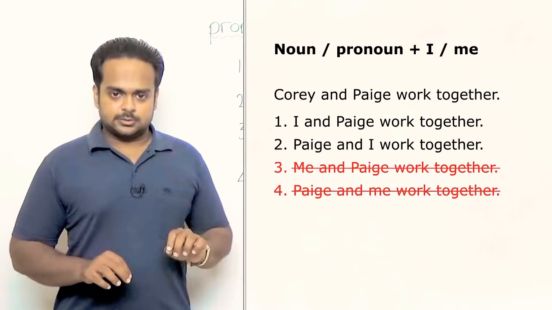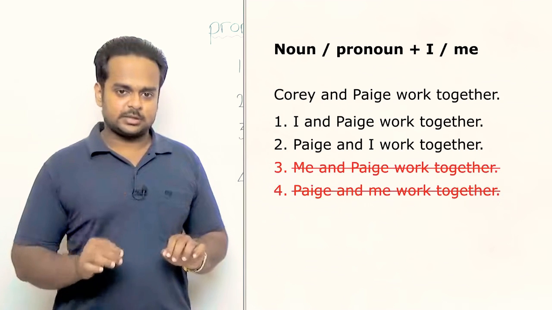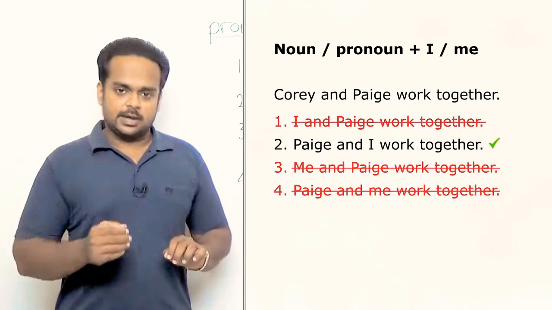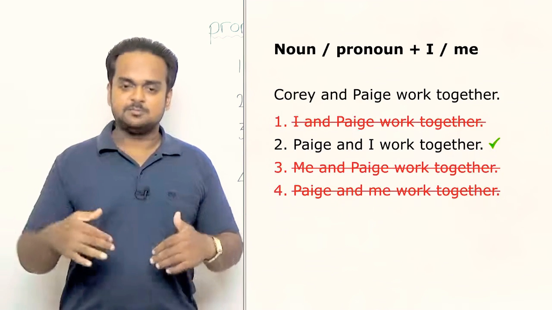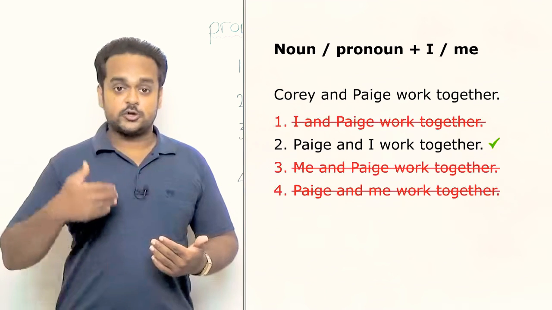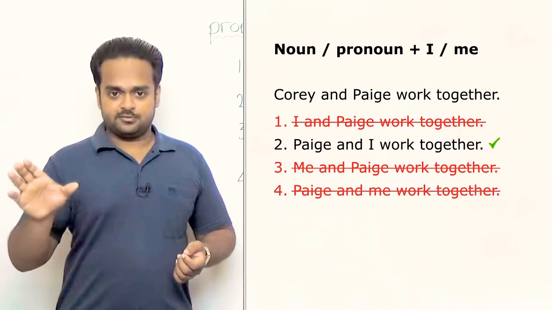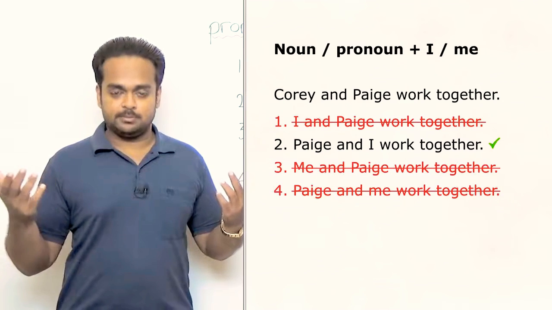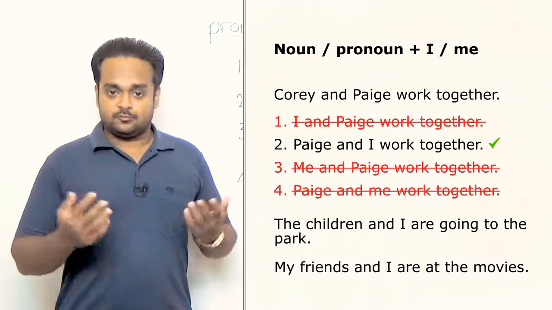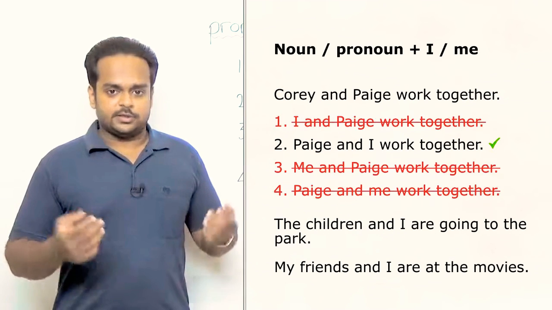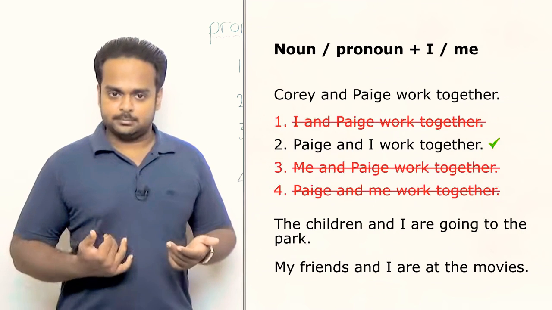Between the first two options, the first option is grammatically correct, but the best way to say this is Paige and I work together. That is because when you put the other person first, it's more respectful, and in English, it's considered more polite. So Paige and I work together is the best way. Now, instead of Paige, you could use any noun. It could even be a plural noun, like the children and I are going to the park, or my friends and I are at the movies, for example. It could even be another pronoun like you and I.